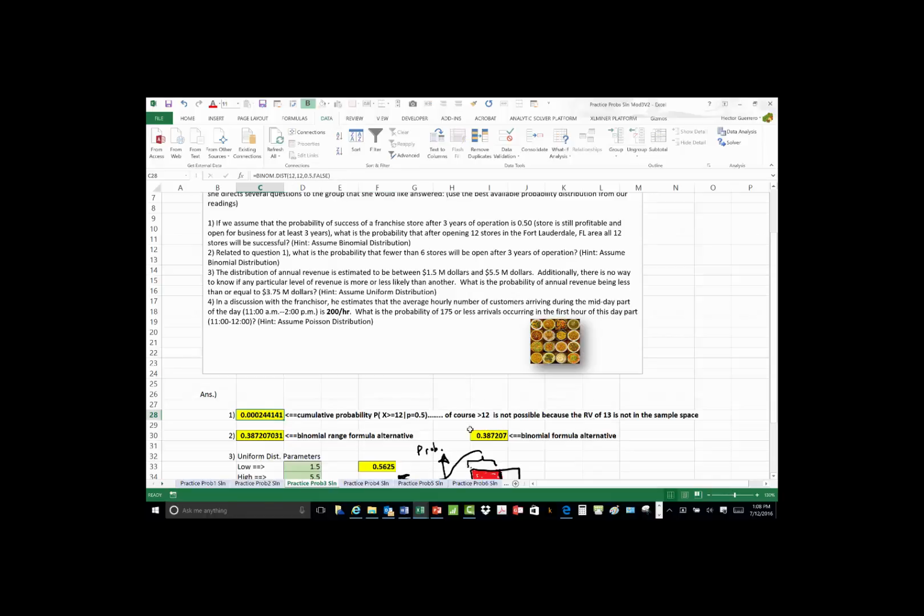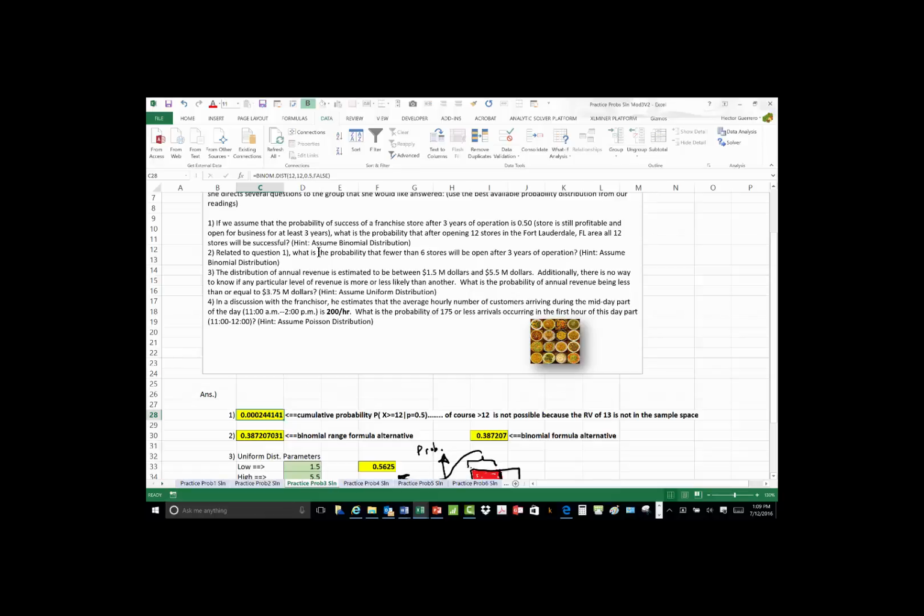Here you see it. The binomial distribution function is asking, what is the probability that 12 successes will occur in 12 trials with a probability of 50%, and the false tells it that I don't want the cumulative probability of 1, of 2, of 3, or 4. I want the probability of 12 out of 12 succeeding, that one thing to happen. So here's our probability function, and you can see that's a very, very small number. There's only about a 2 in 10,000 chance that all 12 stores will remain in operation.